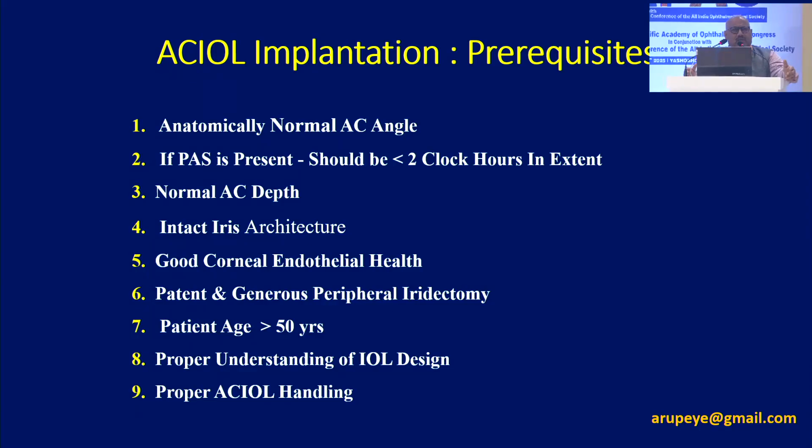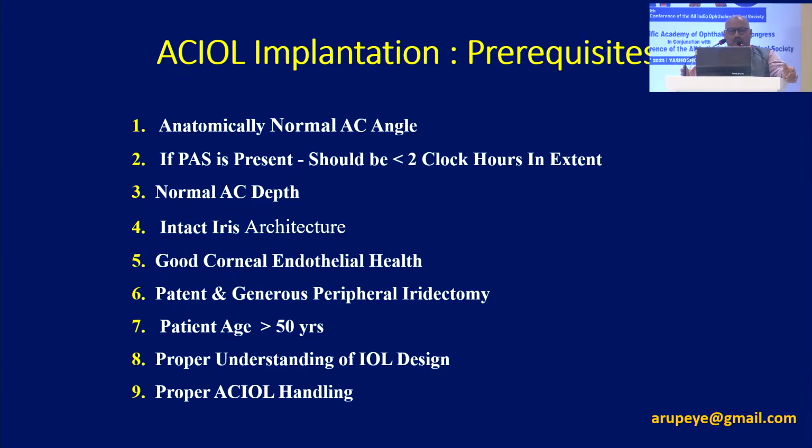Many surgeons who talk against this particular lens, I have seen their own cases, either directly or over conferences. It is basically a cataract surgery complication which has not been managed well, and now the blame has been shifted to the ACIOL. So we need to know what the prerequisites are, and only if these conditions are satisfied should the AC lens be used, and then it will give good results.